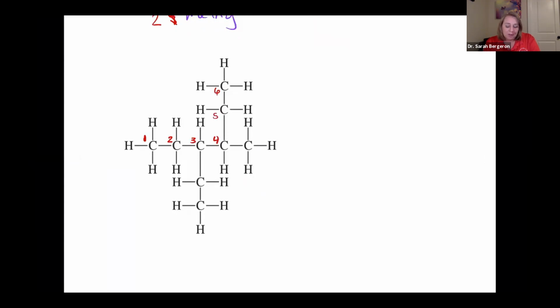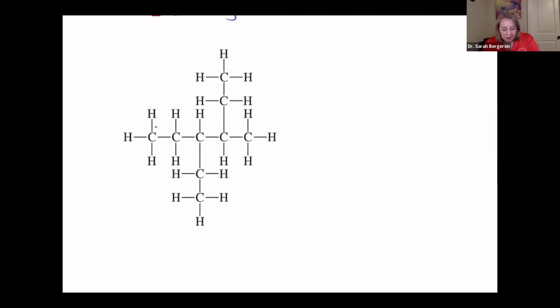I'm looking to see if I start at another carbon, could I get more? Could I go 1, 2, 3, 4, 5, 6? No, that gives me the same amount. There's no other way to get more than 6 on this molecule. So I'm going to go ahead and circle my parent chain. That's these carbons right here. So that's my parent chain.